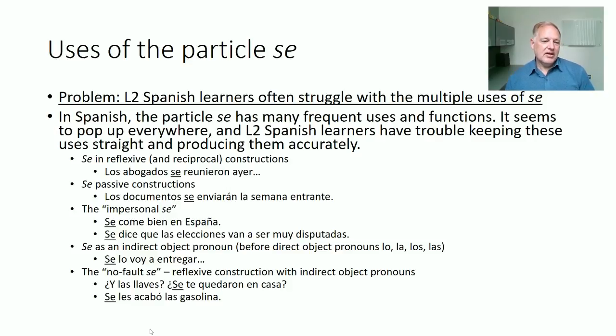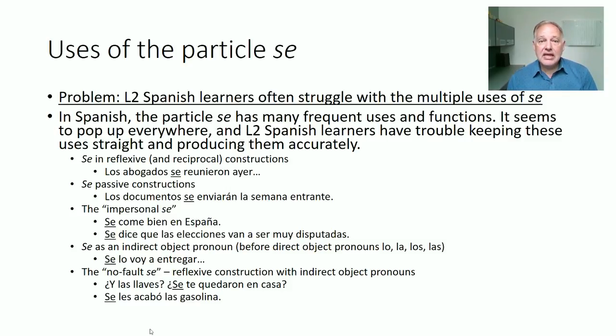I do have a very detailed YouTube lesson on the particle se, which other people have actually copied. So if you want to go onto YouTube and just look up Professor Jason uses of particle se, you'll find this complete lesson. But at least 5 different uses: you have se in reflexive or reciprocal constructions. You have passive se constructions. You have the impersonal se: se come bien en España, se habla español. Se dice que, se sabe que.